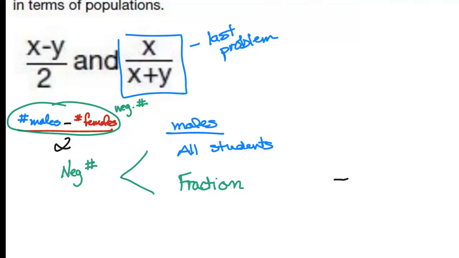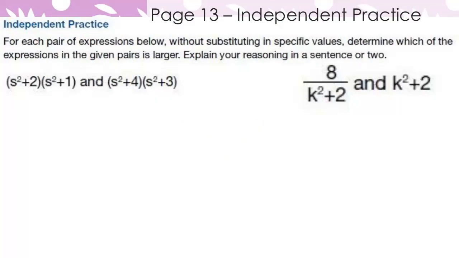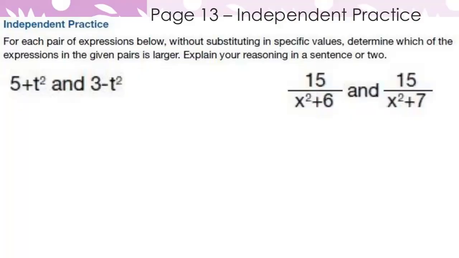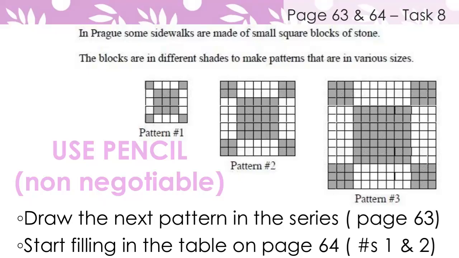There's one more thing we were supposed to try to get to, but I think I'm going to do this. We're going to skip page 13 for now, and I want you to go to page 63 and 64. You have to use a pencil. Does everybody have a pencil?